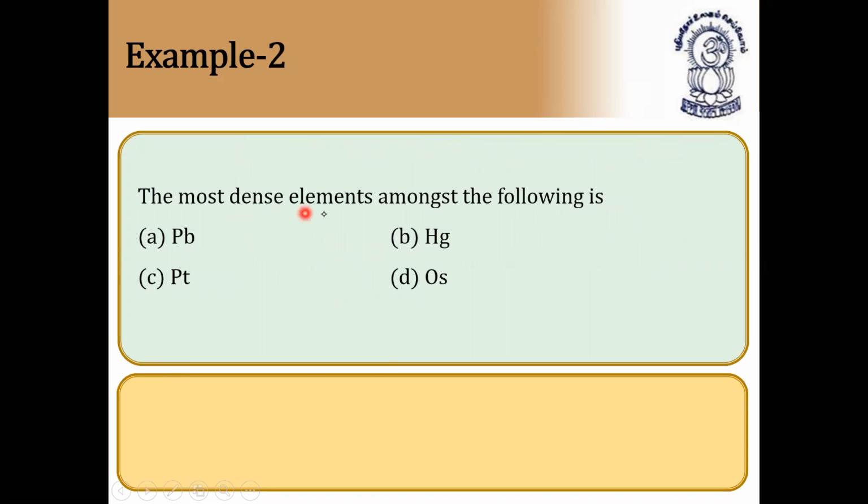The most dense metal among the following is, most dense metal means it is osmium, because it can exhibit +8 oxidation state also. So the most dense element among the following, lead, mercury, platinum, and osmium are given. So answer is osmium, because it can exhibit +8 oxidation state also. So answer is D. Next question.